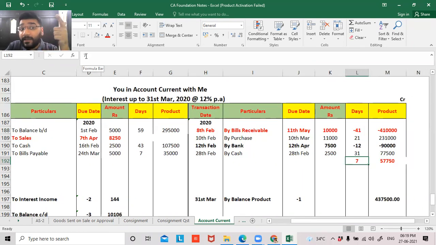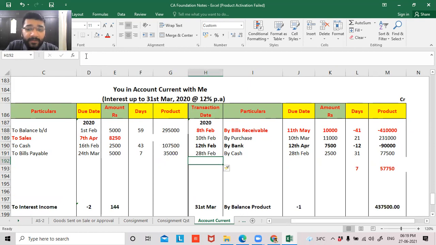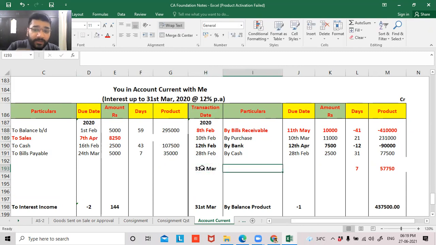Now the days column becomes positive. It was negative 7, now it is positive 7. Thereby the product is also positive. Transaction date, guys. What will be the transaction date? Whatever is written in red ink, at the end of the year, that is at the end of the account statement date, only at that time is this transaction transfer made, like from debit to credit and credit to debit. So this is happening on 31st March, guys.